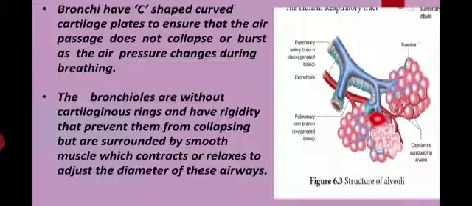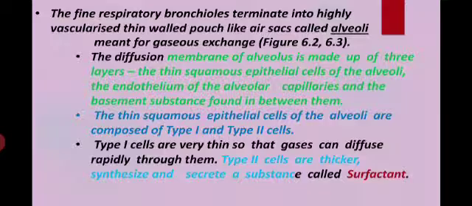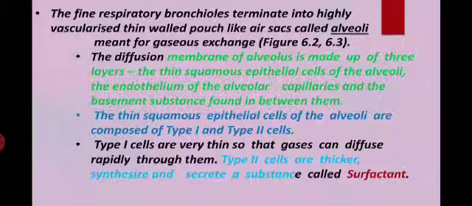And the bronchioles: you have to see the secondary and tertiary bronchioles are without cartilaginous rings. Bronchioles are without cartilaginous rings. They lack rigidity to prevent them from collapsing, but are surrounded by smooth muscle that contracts or relaxes to adjust the diameter of the airways. This is the main function done by the bronchioles, and by the cartilaginous rings.